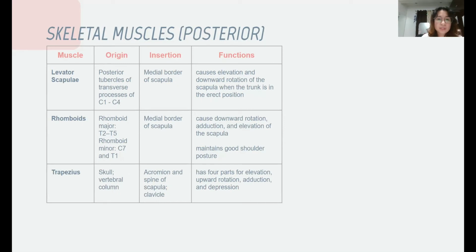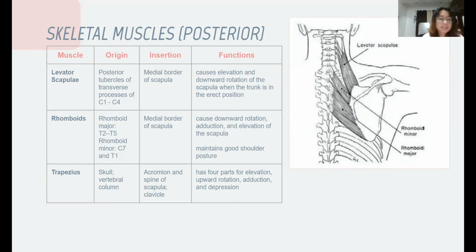Let's move on to the posterior muscles of the shoulder girdle. Levator scapulae is a long and slender muscle that anatomically belongs to the muscles of the neck or the back. However, functionally, it is considered as a muscle that moves the shoulder girdle. It extends from the transverse processes of the vertebrae C1 to C4 to the medial border of the scapula.